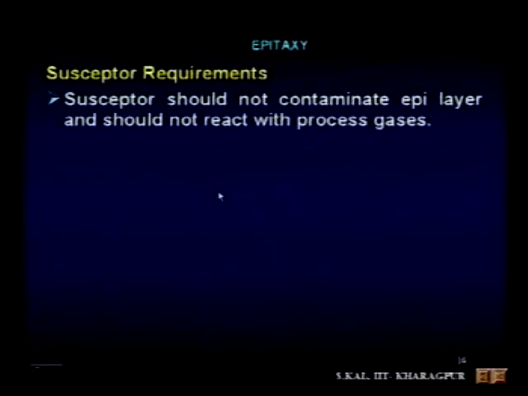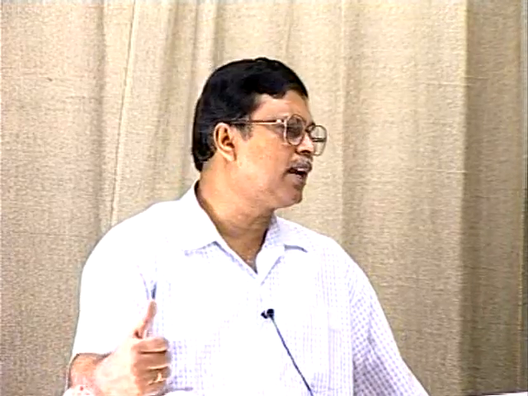The gases may be arsine, silicon tetrachloride, or silane. All those gases should not react with the susceptor material, and at the same time, the susceptor should not contaminate the gases. That means the susceptor material should not outgas contaminants into the reactor environment in the chamber. So we have to take care of that.